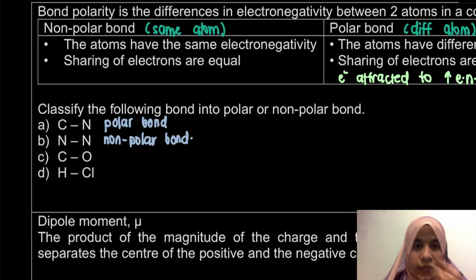I will add more questions in the Google Form, not only these, but it's quite straightforward. That is for bond polarity.